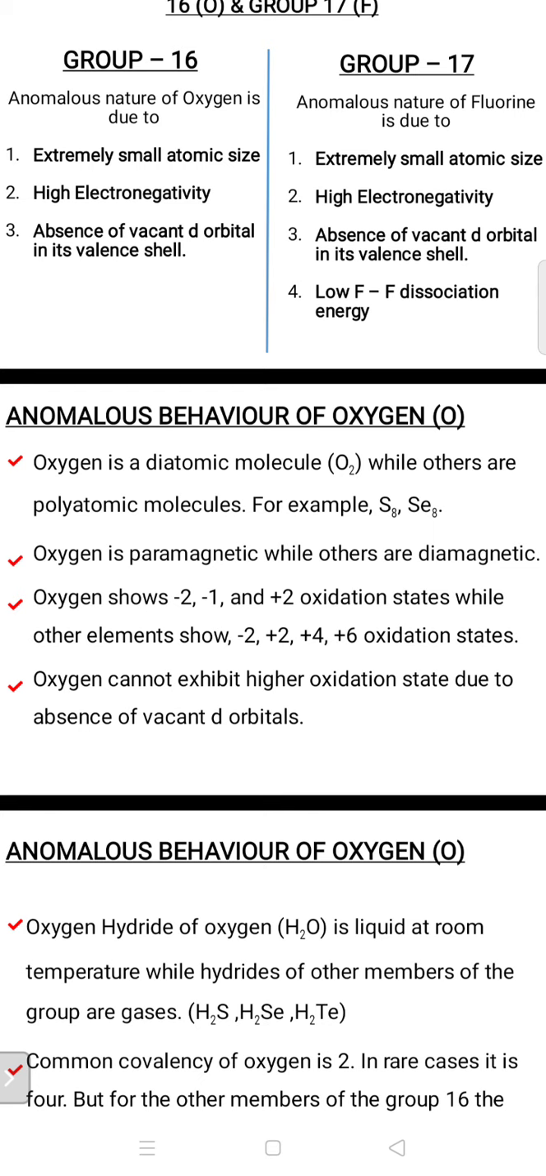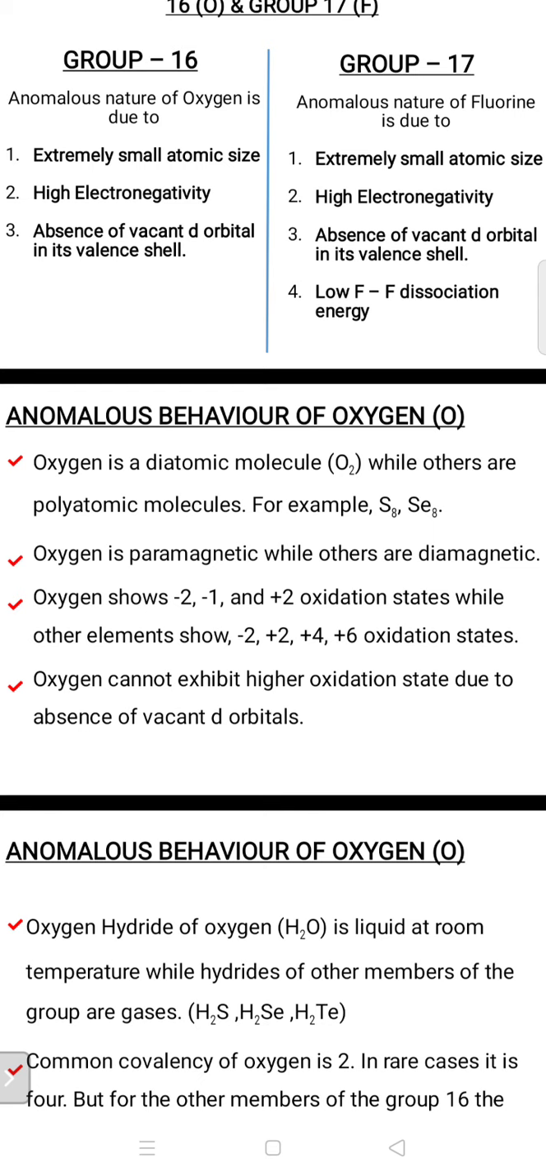Then oxygen is paramagnetic, while others are diamagnetic. It depends upon their electron configuration, and as per that we can study their magnetic property. Oxygen shows -2, -1, and +2 oxidation states, while other elements show variable oxidation states of -2, +2, +4, +6. Oxygen cannot exhibit a higher oxidation state due to the absence of the vacant d orbital.